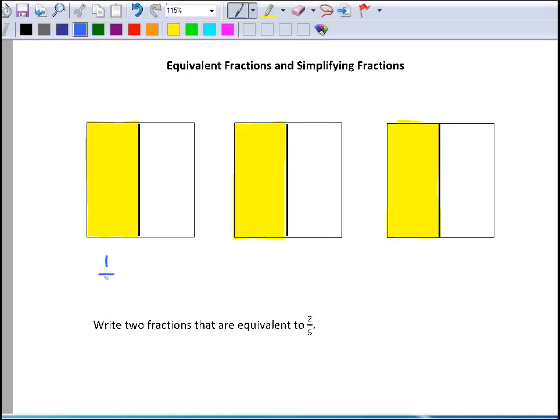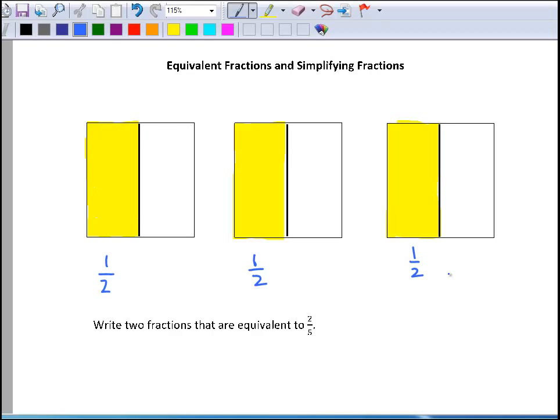So for this shape here, the yellow part is 1/2 of the whole rectangle. And that's the case in every single one of these. So the idea with equivalent fractions is that you could break up that whole rectangle different ways to get different fractions, but in the end, the shaded part remains the same.